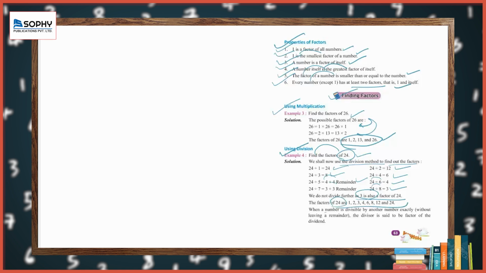When a number is divisible by another number exactly without leaving a remainder, that means the divisor that we call is a factor of that dividend, students.